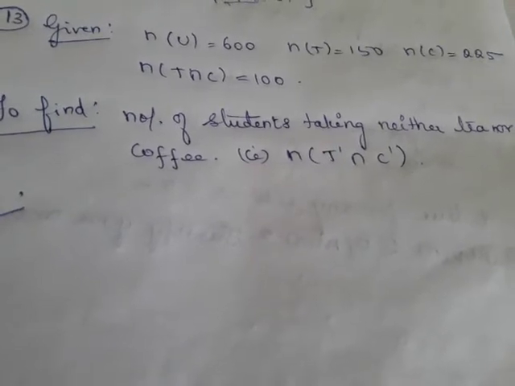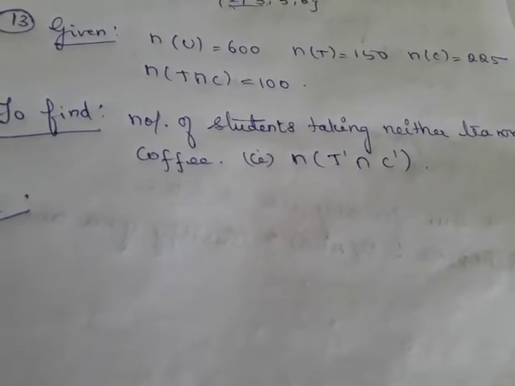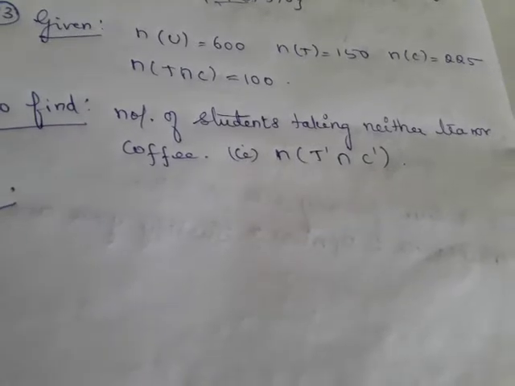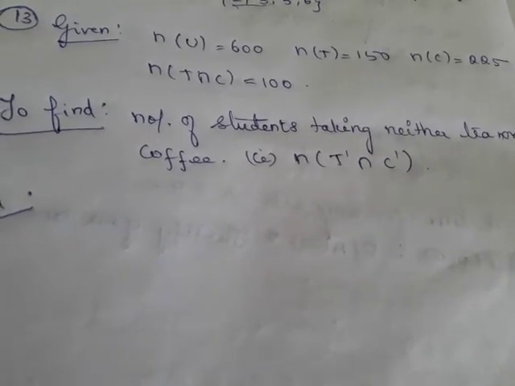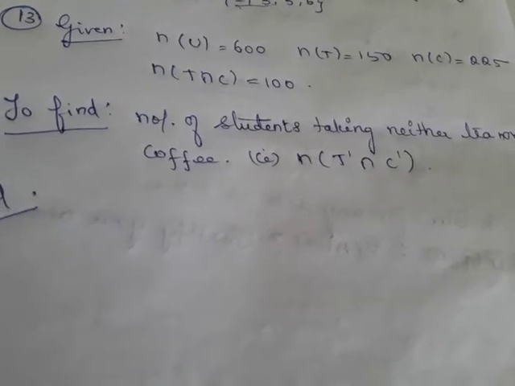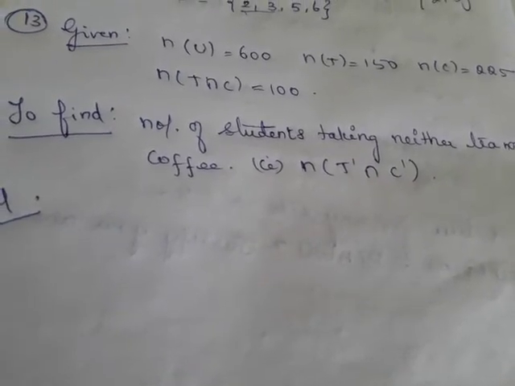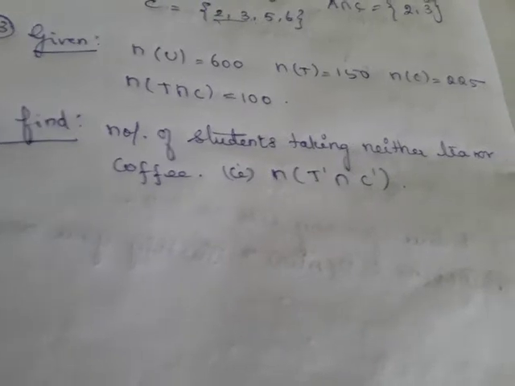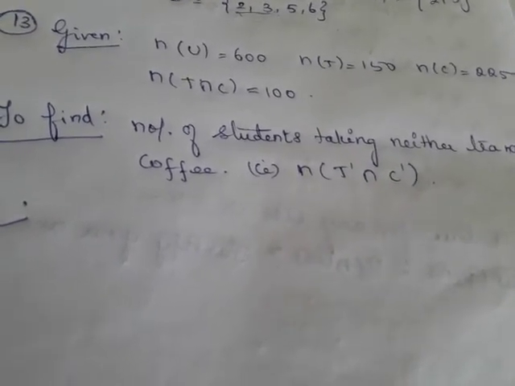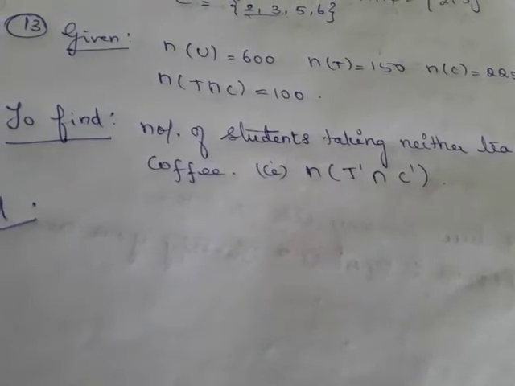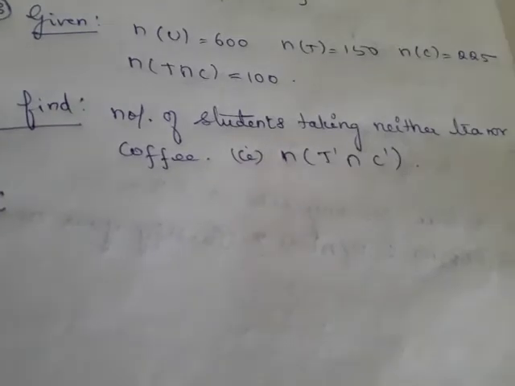n of T is 150 and 225 taking coffee, so n of C is 225. 100 were taking both tea and coffee. I told you, whenever you have a clue like both, it means intersection. So n of T intersection C is 100. What they asked you to find is how many students were taking neither tea nor coffee. In the sense, none of the students taking tea or coffee.